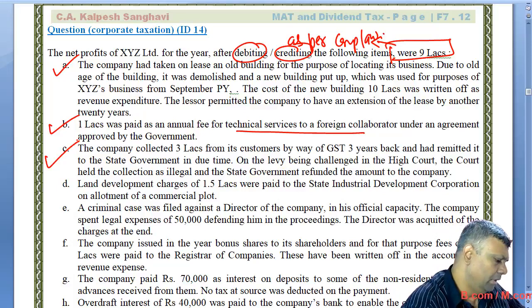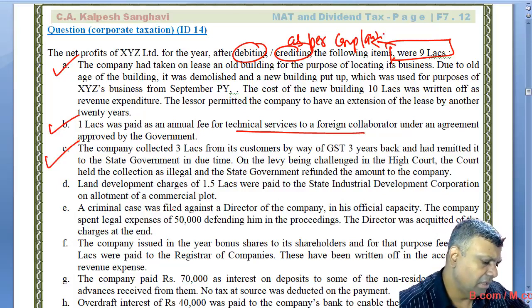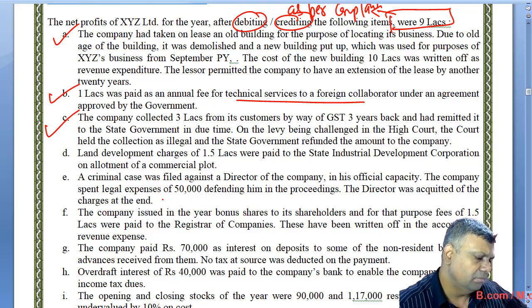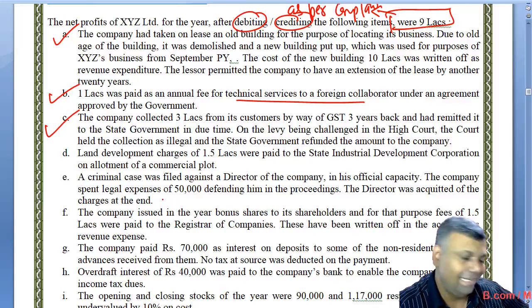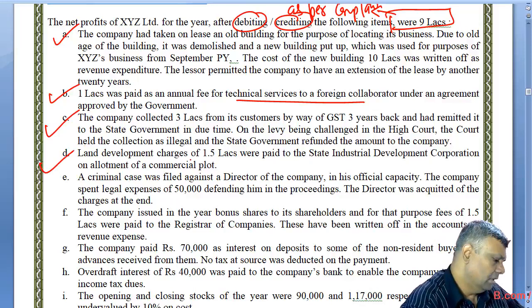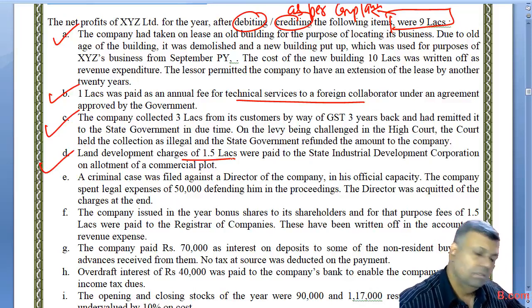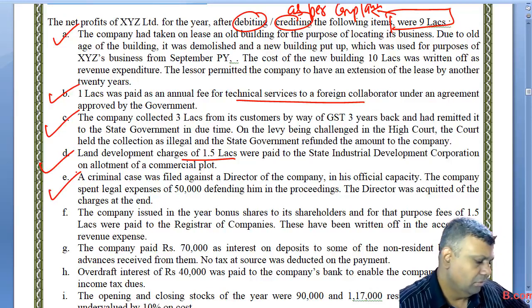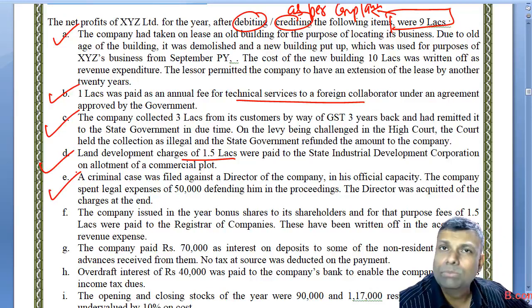So skip that point. Now the company has collected GST from the customer some 3 years back, or you can say indirect tax 3 years back on the levy and all that. So that's the proper accounting they have done. Land development charges debited. Okay, it is already debited. A criminal case was filed against the director of the company and all that expenditure is debited.